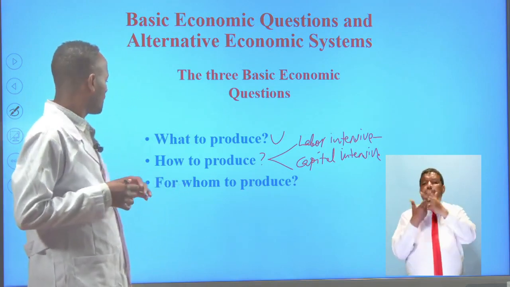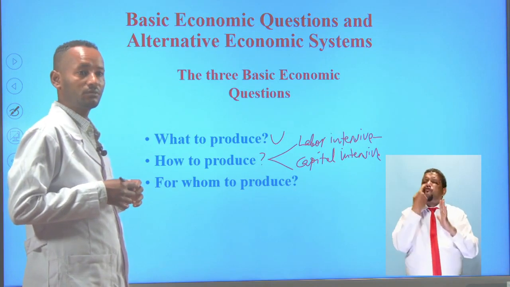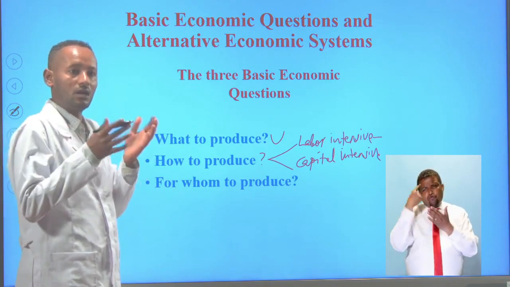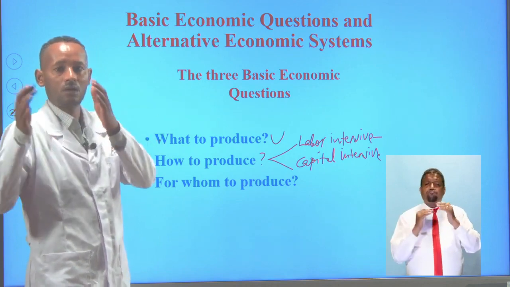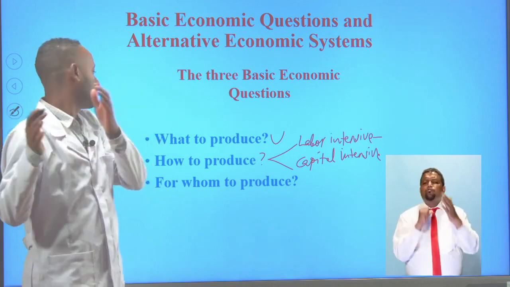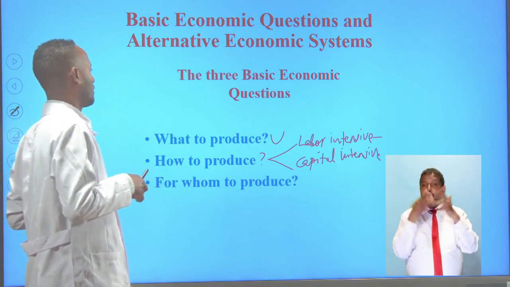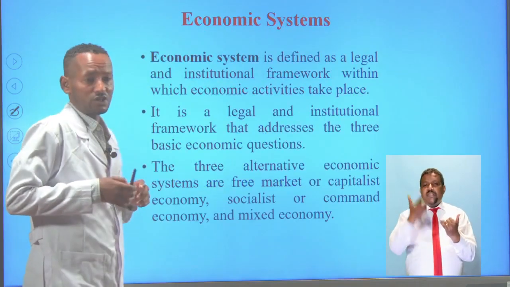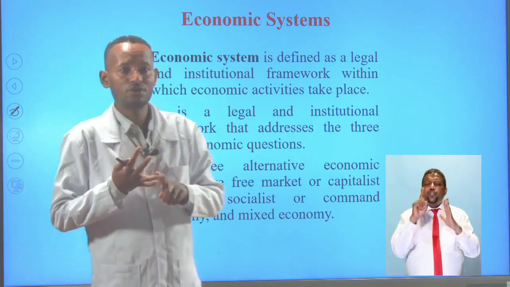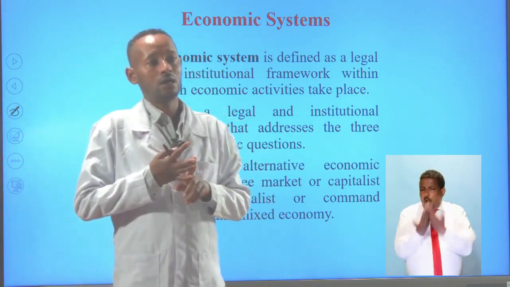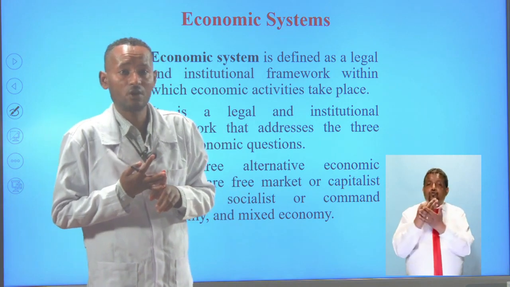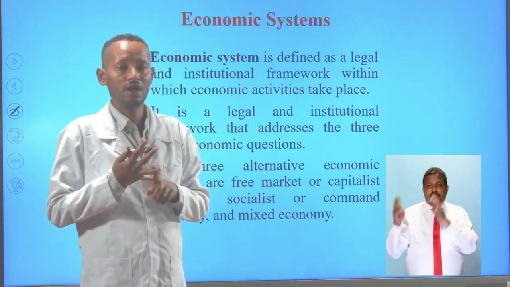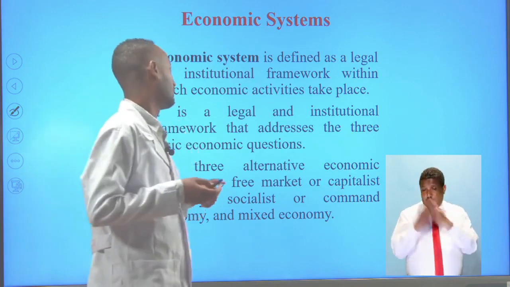The third basic economic question is for whom to produce. Shall we produce for the minors or the majors, for the poor or the rich? This is the third economic problem. Now, the 3 basic economic questions, what to produce, how to produce, and for whom to produce, are backed by the 3 alternative economic systems called capitalist economy, command economy, and the mixed economy.